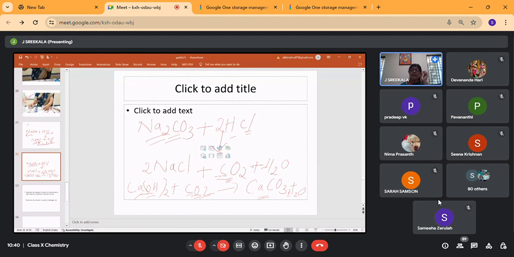It is not soluble in water. So we saw that milkiness. Now we will see this experiment once again.